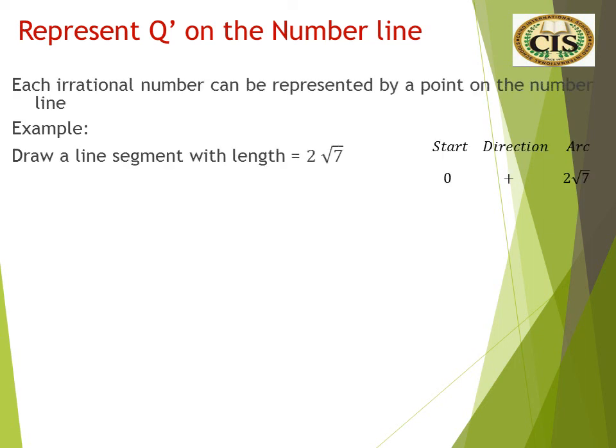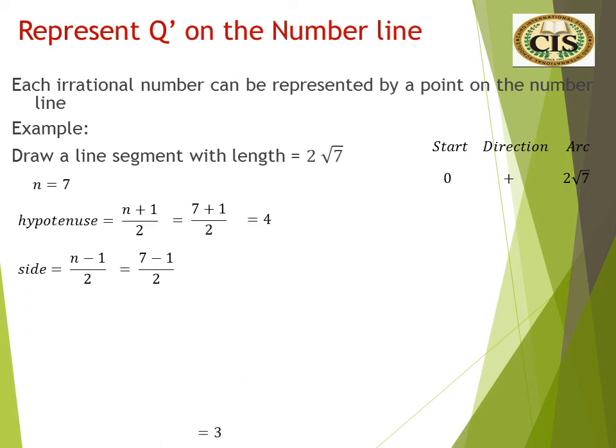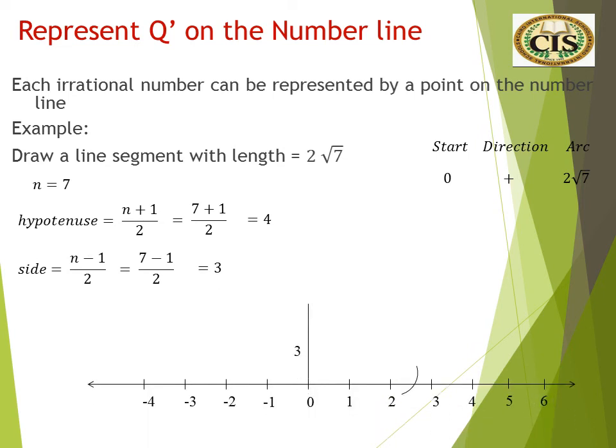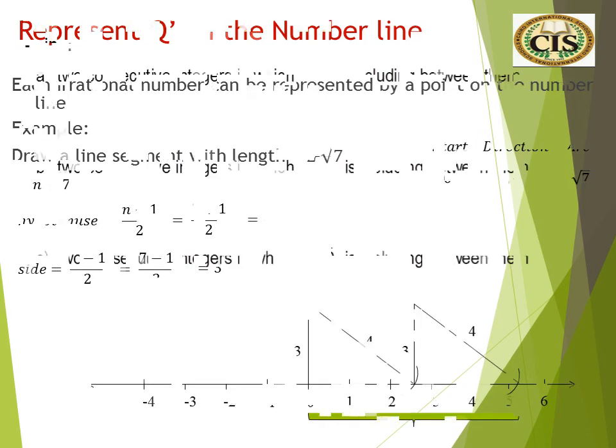Now we want to represent 2 root 7. We represent root 7. (7 plus 1) over 2 equals 4, the hypotenuse length. (7 minus 1) over 2 equals 3, the other side. After we draw, using the compass, put the compass on 0 and mark the arc on the number line, then put the compass on this arc point and draw another arc. So the second arc is 2 root 7.